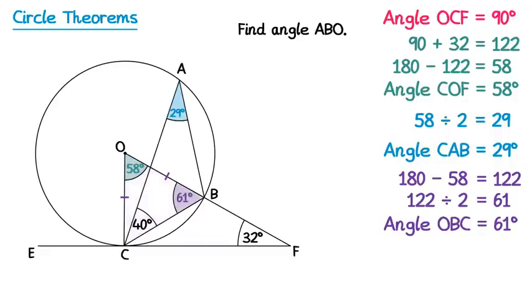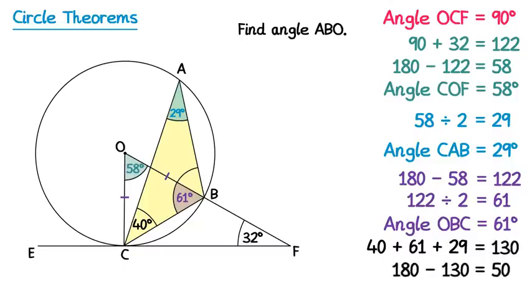Now finally, if we look at the triangle ABC, we're only one step away from finding the angle ABO, which was required in the question. So the angle ABO is this one here. All of these four angles must make 180 since they're the interior angles of a triangle. So if we add up the angles we have, 40 plus 61 plus 29 makes 130, and if we subtract this from 180, you get 50, which is the answer to the question and angle ABO.